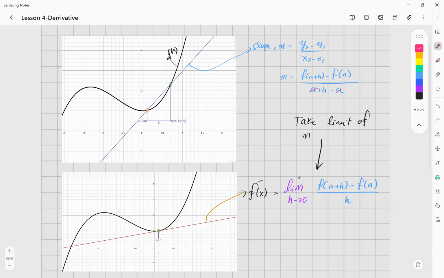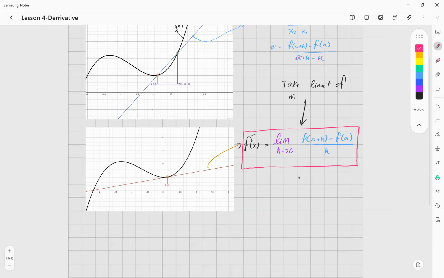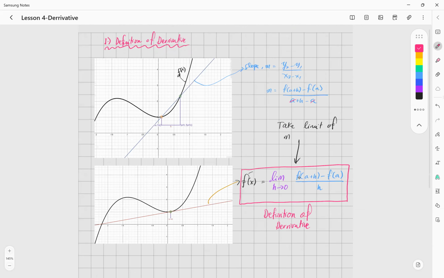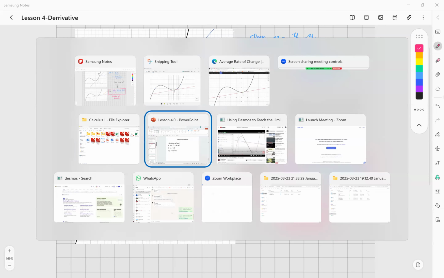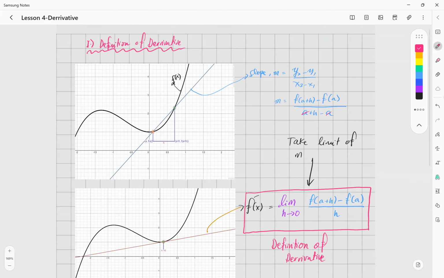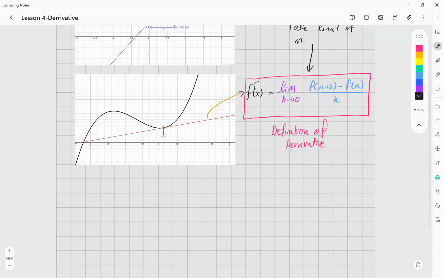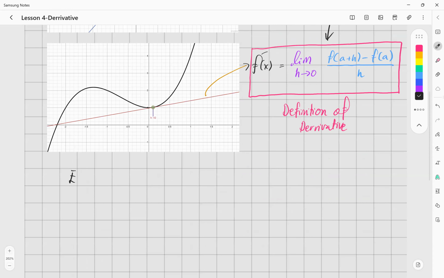So this is the definition of derivative. This is what derivatives means. Okay? This is the definition of derivatives. Now let's do some examples to show this. To show how we can, so okay, remember this formula, yeah? Definition of this formula. Remember, so let's do some examples.